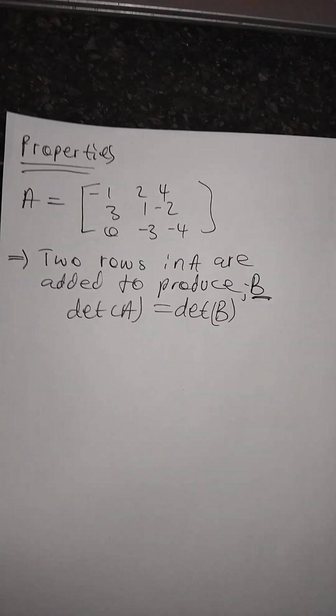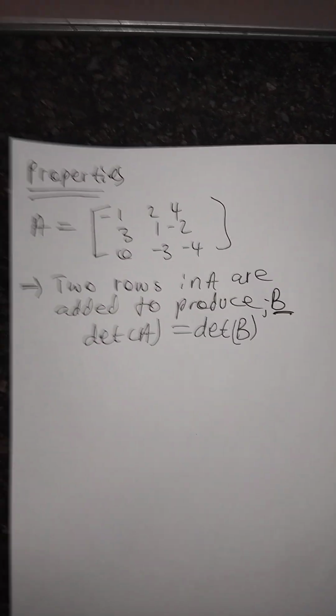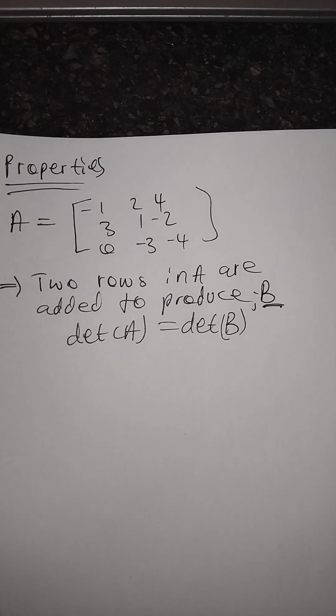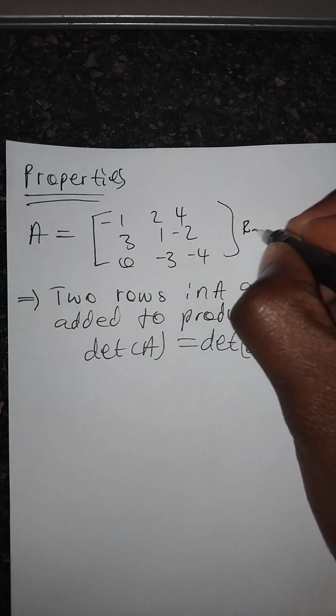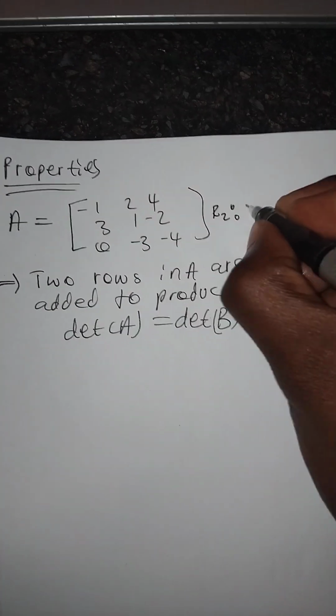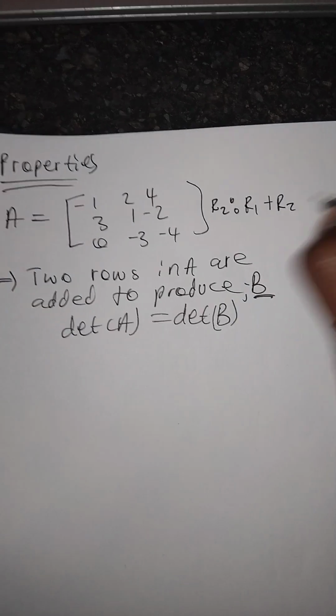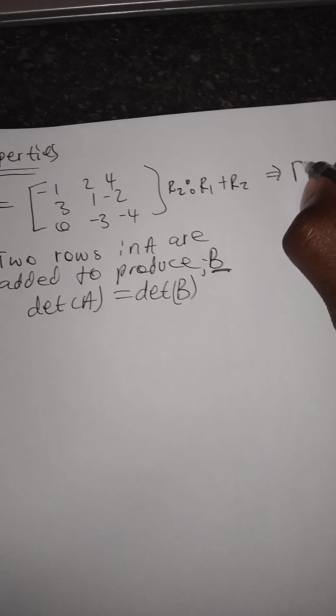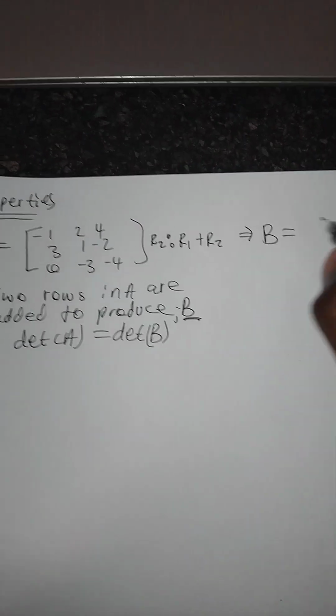So let's do that and see if this statement is true. Let's add two rows. I like to add two rows where I'm only affecting row 2. So I can say row 1 plus row 2 to get a new matrix B. Okay, so that matrix B is going to be what?